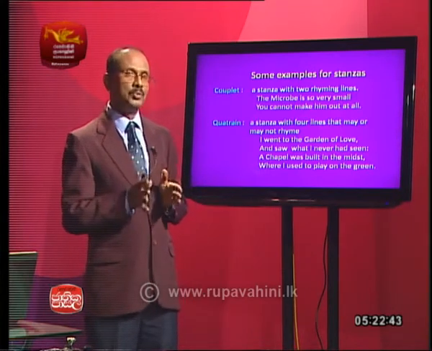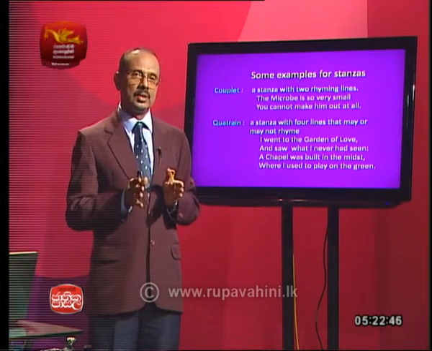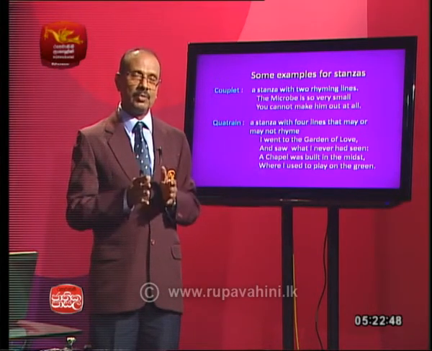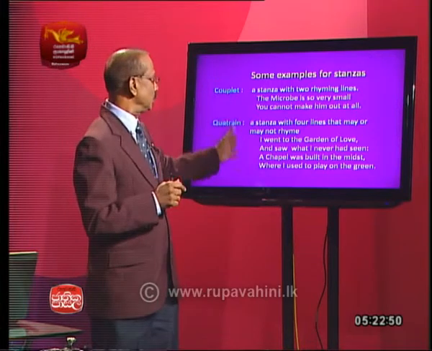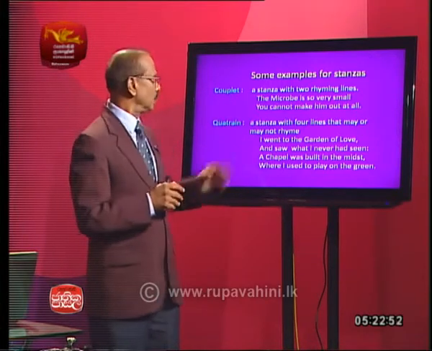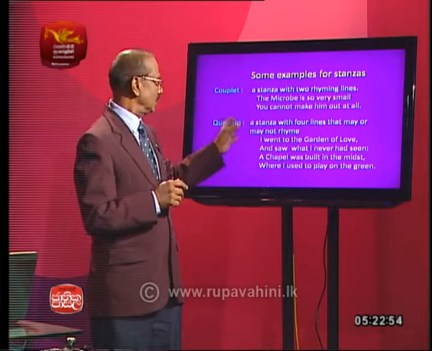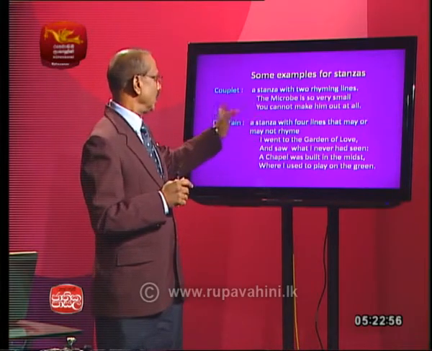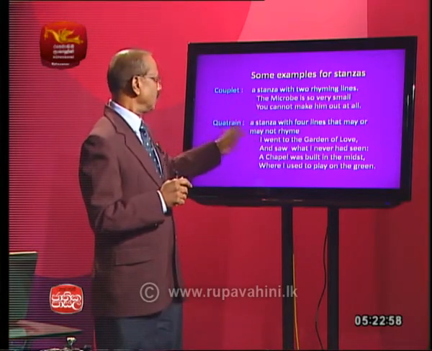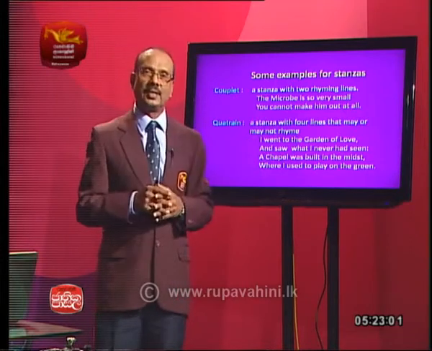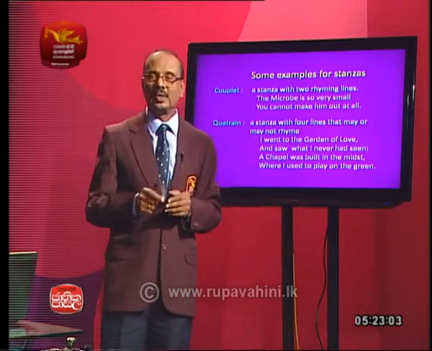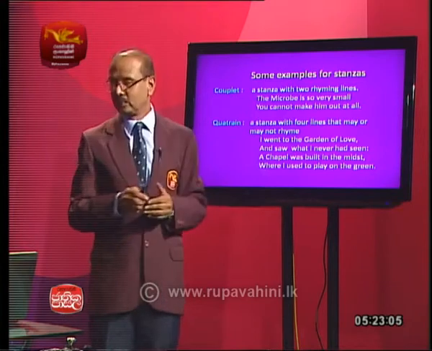There are other words, but for you, that means those who are sitting for the English language paper, these two would be quite enough. So couplet means two lines, or a two line poem, or a two line stanza. Quatrain means a four line stanza. If you get a question, you can answer that one.